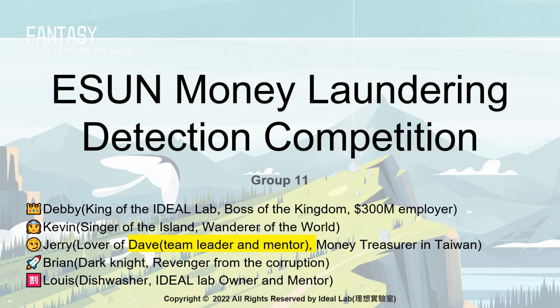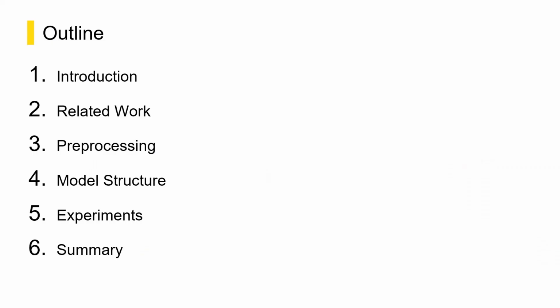Hi, we are grade 11, and our topic is a money laundering detection competition. Our members are Debbie, Kevin, Jerry, Dave, Brian, and Louis. And below is our outline. We will start from introduction, related work, pre-processing, model structure, experiments, and final summary.